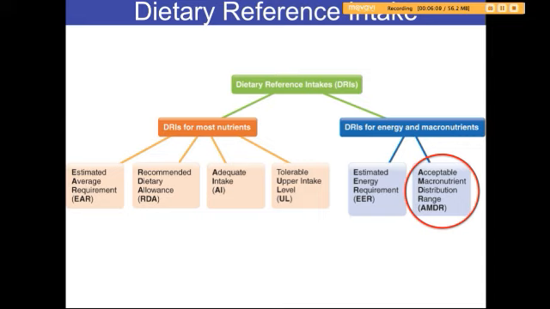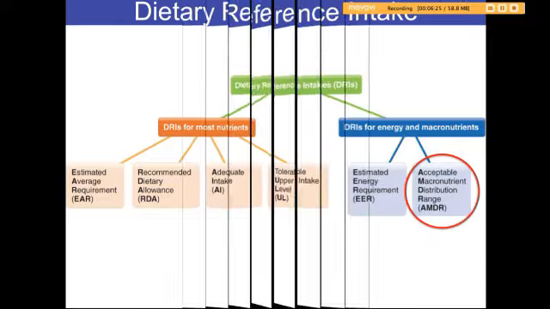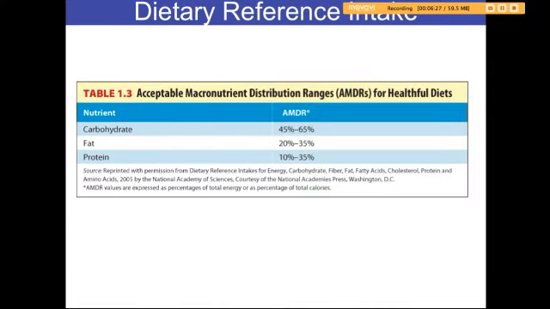Now, the acceptable macronutrient distribution range refers to carbohydrates, lipids, and proteins. It basically tells you how many of your total calories that you just calculated with your EER will need to come from carbohydrates, how many would need to come from proteins, and how many would come from lipids. We'll get into this in a bit more detail during your assignment, but carbohydrates should be 45 to 65% of your total energy consumption. Lipids should be 20 to 35% of your total energy consumption, and protein would be 10 to 35%. This will vary a little bit depending on your activity level and the type of activity you engage in.